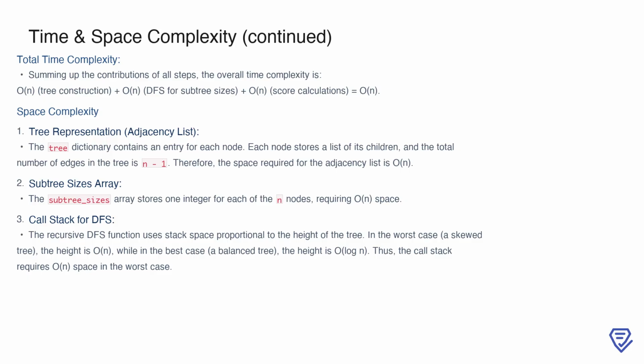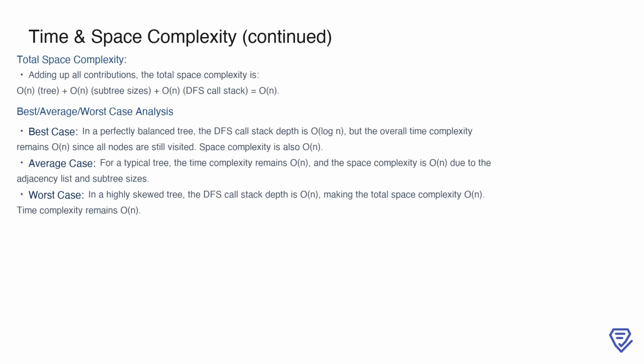Lastly, the recursive DFS function uses stack space proportional to the height of the tree. In the worst case of a skewed tree, the height is O(n), while in the best case of a balanced tree, the height is O(log n). Therefore, the call stack requires O(n) space in the worst case. Adding everything together, the total space complexity is O(n) for the adjacency list, plus O(n) for the subtree sizes array, plus O(n) for the DFS call stack in the worst case. This results in an overall space complexity of O(n).